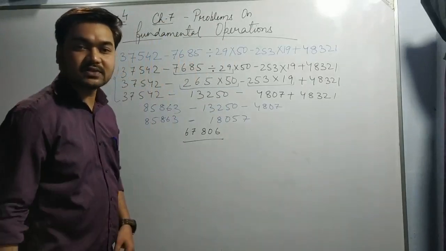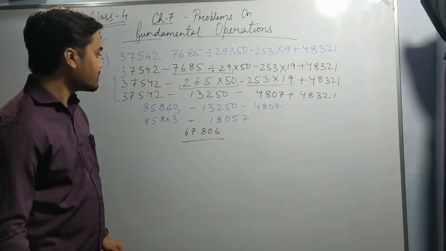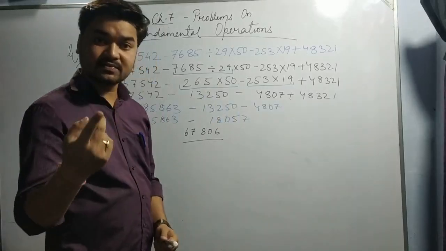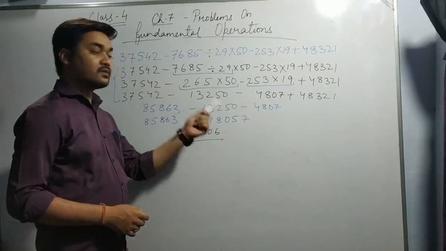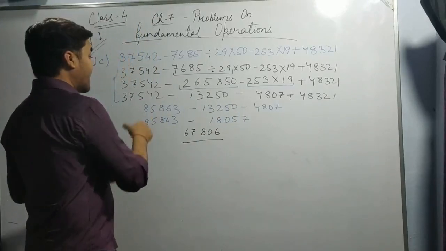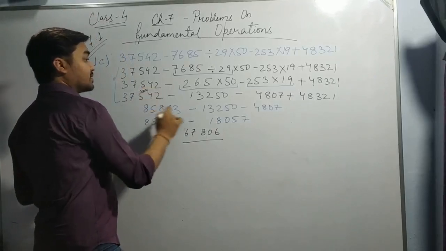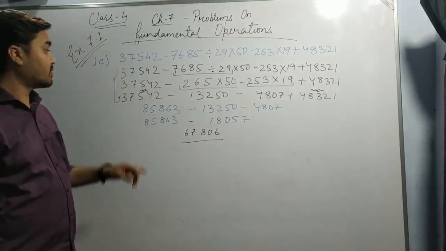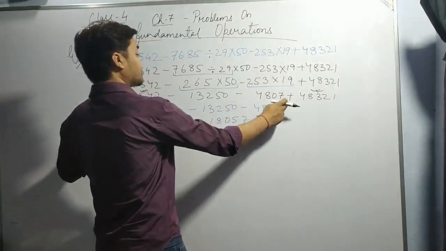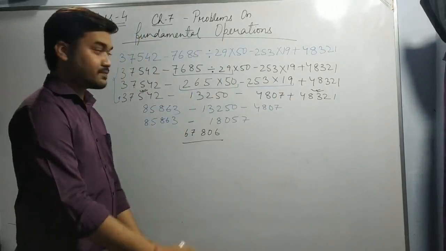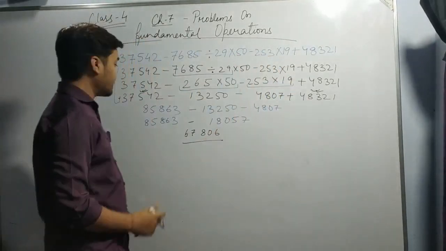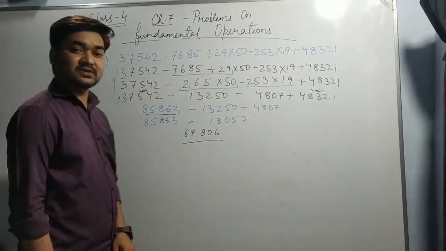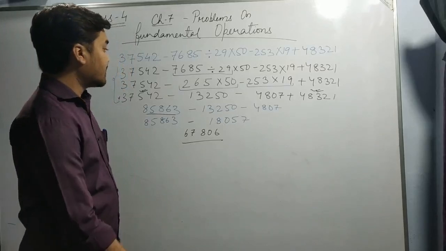More than 3 numbers are there, and two signs are there, that is plus sign and minus sign. So what we are doing, we have to add the two plus sign numbers. We have to add this one and this one. Why? Because we have additions before them. When we add these two numbers, we get 85,863. Got it?